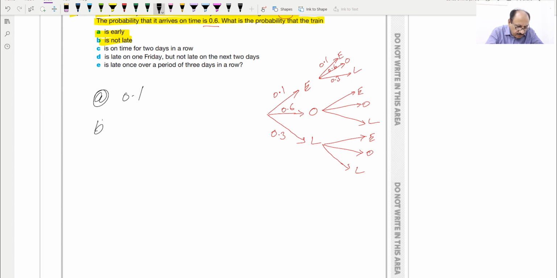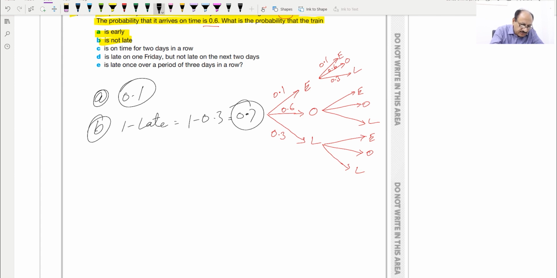Then part B is not late. So not late will be 1 minus late. So we can take 1 minus late, that is 1 minus 0.3, which is equal to 0.7. So 0.7 will be the answer. So this is the part A answer, this is the part B answer.